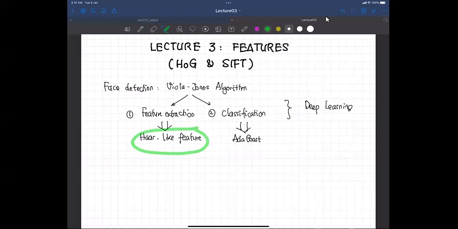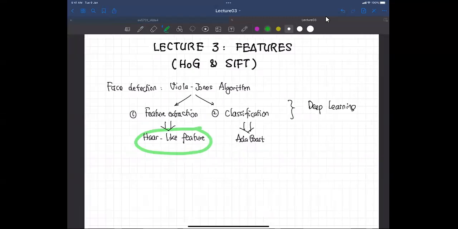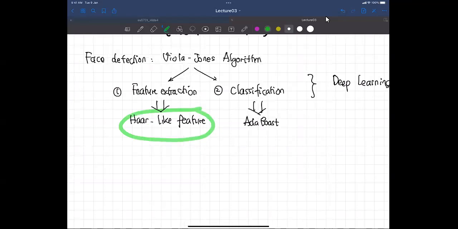What is the information there that makes face detection, object detection work using Haar-like features? What are the most important things in Haar-like features that make this algorithm work? Anyone? Why do Haar-like features work for face detection? Exactly, edges, and then corners, right?